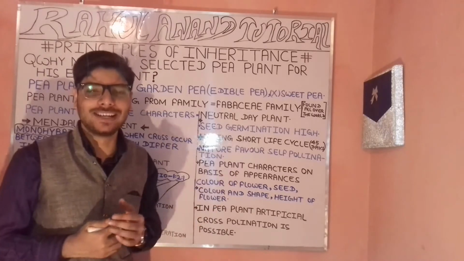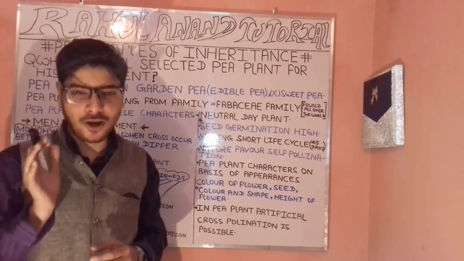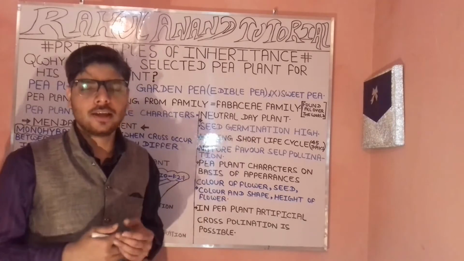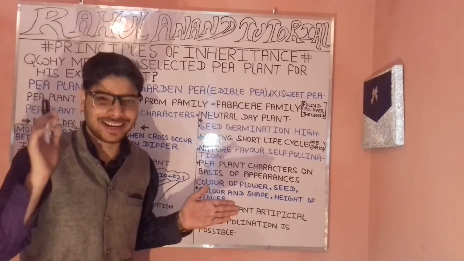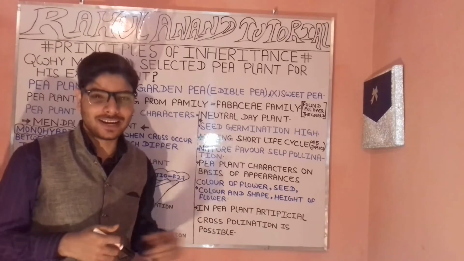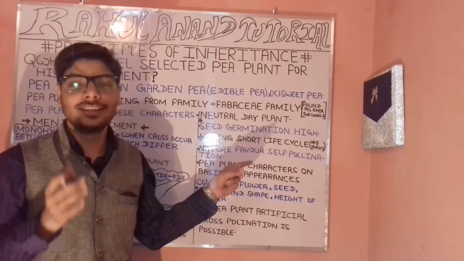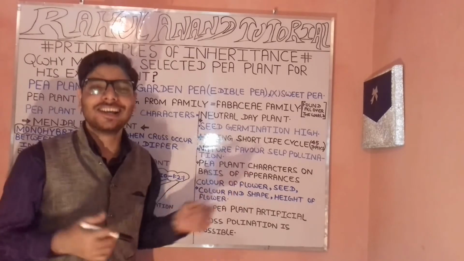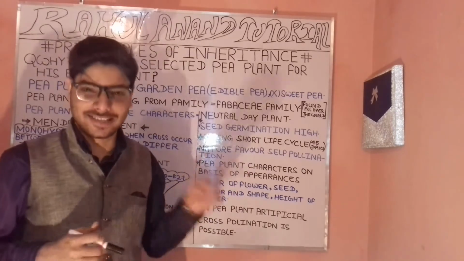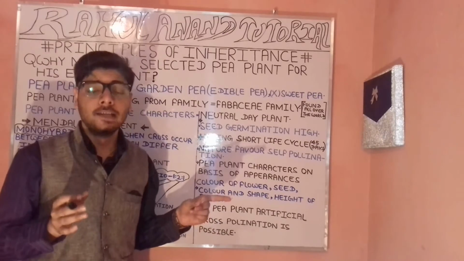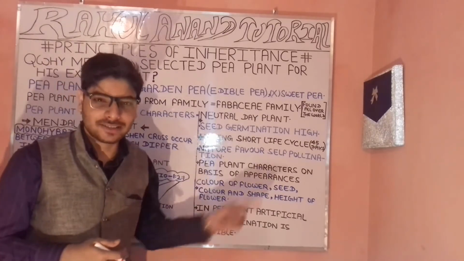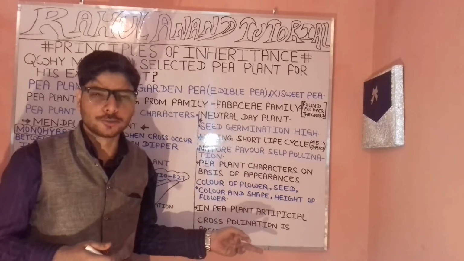So what is pollination? The wonderful process of transfer of pollen grain from anther to stigma comes under pollination. It means the wonderful process of transfer of pollen grain from the anther to the stigma. We have two different types of it: self-pollination and cross-pollination.